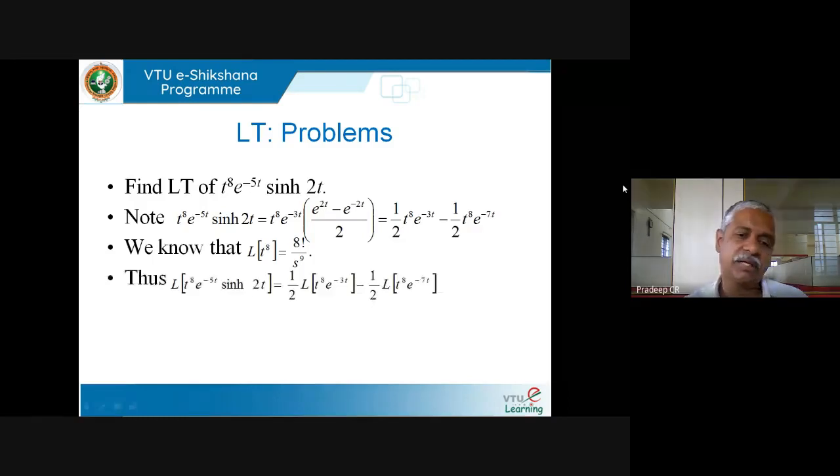So that means Laplace of this given function I have to find, t power 8 e power minus 5t sinh 2t, is the same as Laplace of this. I use linearity of Laplace and pull out half. So I'll get half Laplace of t power 8 into e power minus 2t minus half Laplace of t power 8 into e power minus 7t.